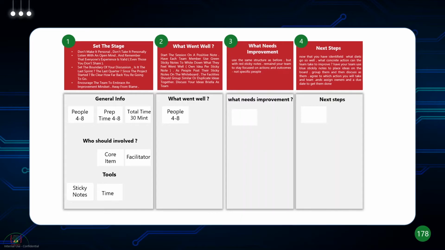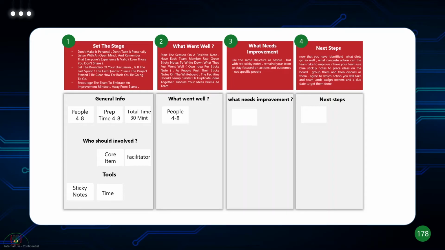Then you have to talk about what needs improvement, right? So you remind the team to be focused on actions and outcomes, right? Again, not a blame game, so do not point out specific people who need improvement. That's not the goal. But you can say, let's say, we need to be better at estimating stories. We need to be better at recording our hours and burn down. Things like that. I'm just giving you an example.